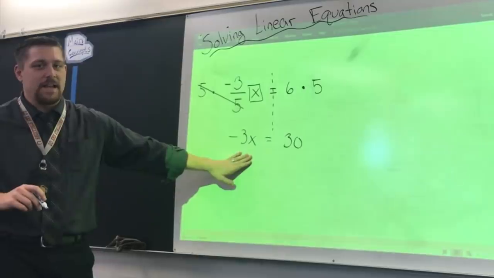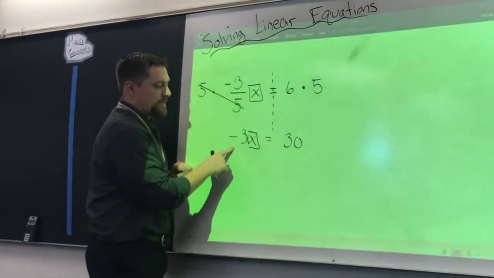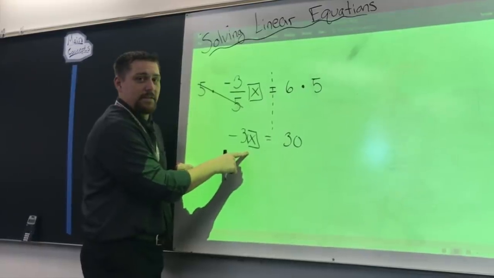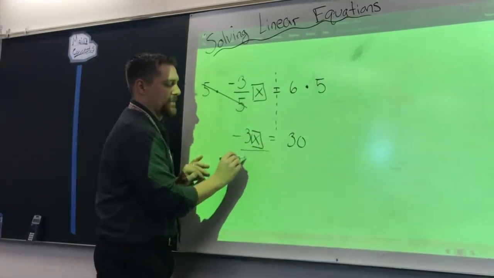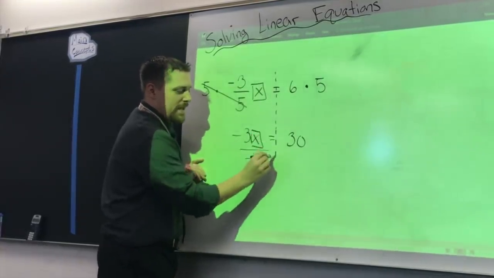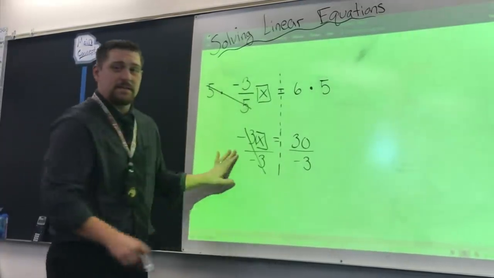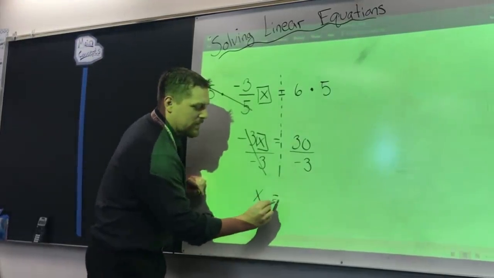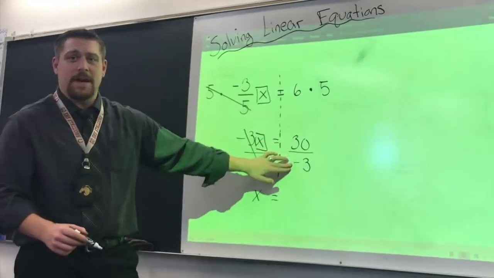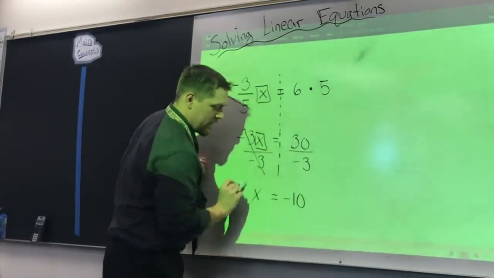Now we're still not done yet. X is not alone. So the opposite of multiplying by negative 3 is dividing by negative 3. That's right. And what we do to one side, we have to do to the other. So here, once again, the negative 3s cancel, leaving you with x equals 30 divided by negative 3, which is negative 10.